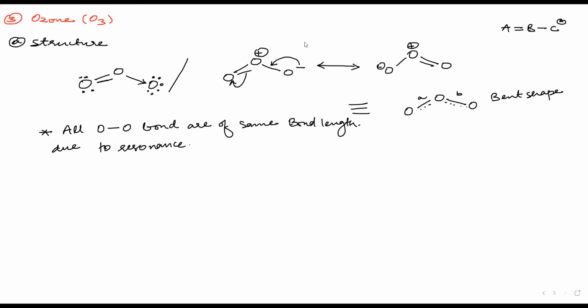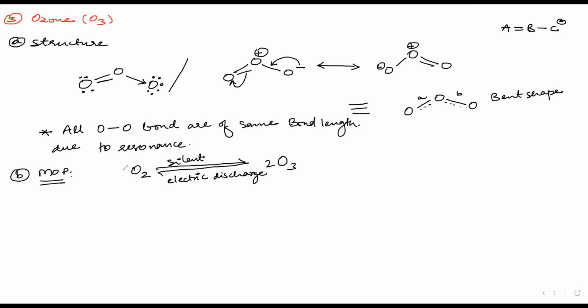Next, we learn about its method of preparation. Method of preparation is very easy. You get oxygen, and then you apply this oxygen into what we know as silent electric discharge, and you will get O3. So write 2 here, write 3 here.